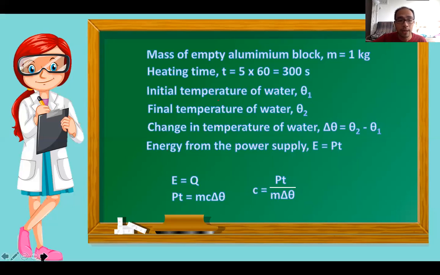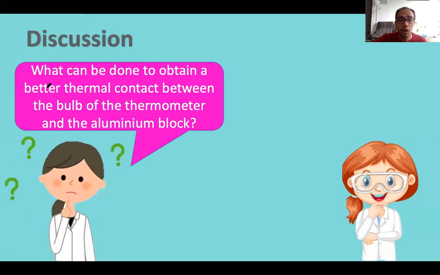A couple of questions that we need to talk about. First of all, what can be done to obtain a better thermal contact between the bulb of the thermometer and the aluminium block? The reason this question is asked is because in the lab, the aluminium block is usually a cylindrical shape, and there's a hole in the middle somewhere here. This hole is where you put the thermometer in.